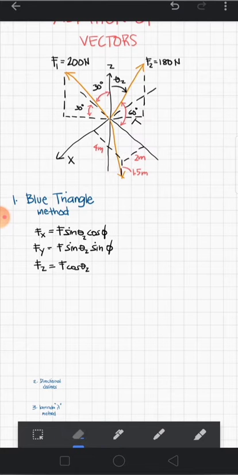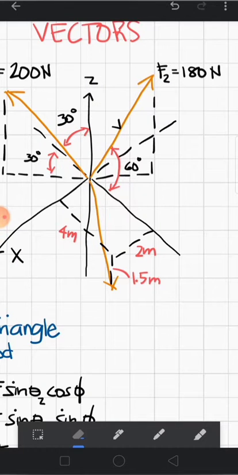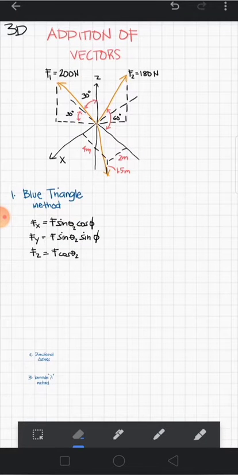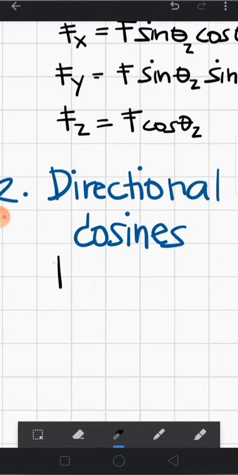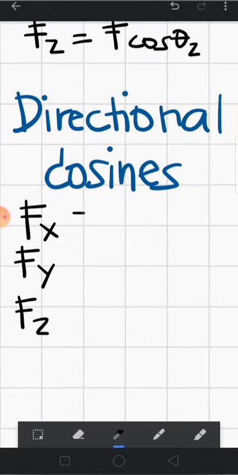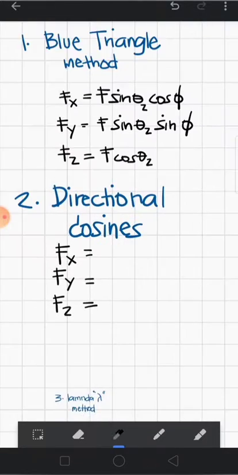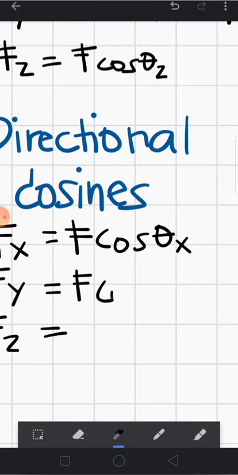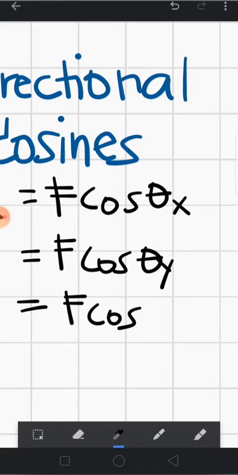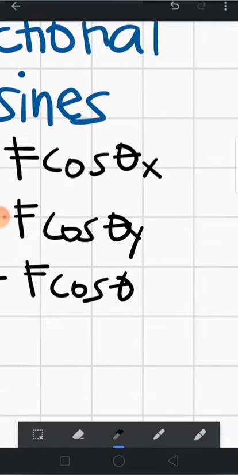And the third one, we got directional cosines. For directional cosine, to get its Fx, Fy, and Fz, it's pretty straightforward. Just multiply F times cosine theta x, then F cosine theta y for Fy, then F cos theta z for Fz.